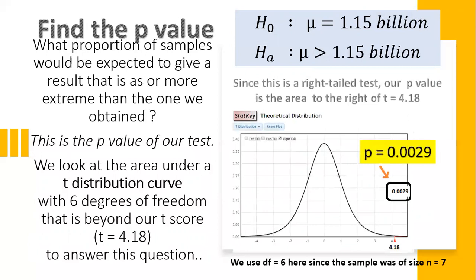And here we see to the right a picture that comes from StatKey, from using the t-distribution app. Here we've used a particular t-distribution curve that we say has 6 degrees of freedom. In our case, our sample was of size 7, and that means that this particular scenario has what we refer to as 6 degrees of freedom.